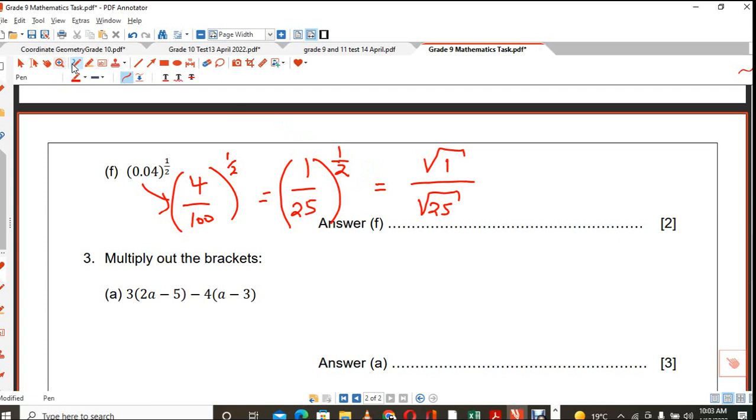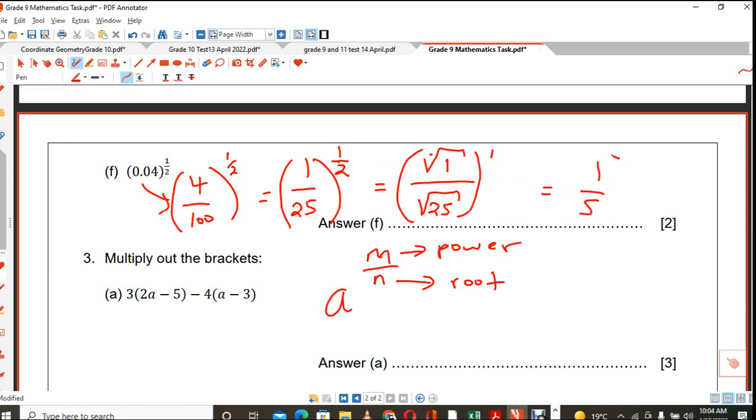The rule is when you have a fractional index, like any number raised to some root, maybe I make that m over n. In the alphabet, what comes first, is it m or n? M. Yes. This one here is the power. This one here is the root. So that 2 there means you must take the square root. You follow? And everything then should be raised to the power of 1. So it is 1 over 5. That is the answer I was looking for.